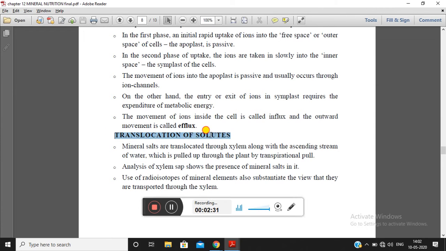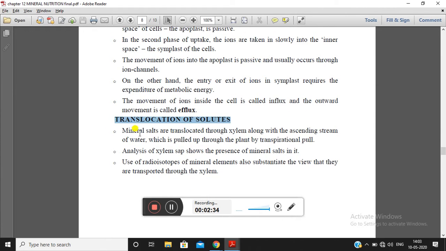Now, moving to another topic, that is translocation of solutes. As we know, the mineral salts are absorbed by roots, and from roots they are translocated with the help of xylem along with the ascending stream of water, because xylem is carrying the water. Along with water they translocate the mineral salts, and they are pulled up to the upper part of the plants by another process known as transpirational pull. If we analyze the xylem sap, it shows the presence of mineral salts in it. So xylem, along with water, also helps in the translocation of mineral salts.